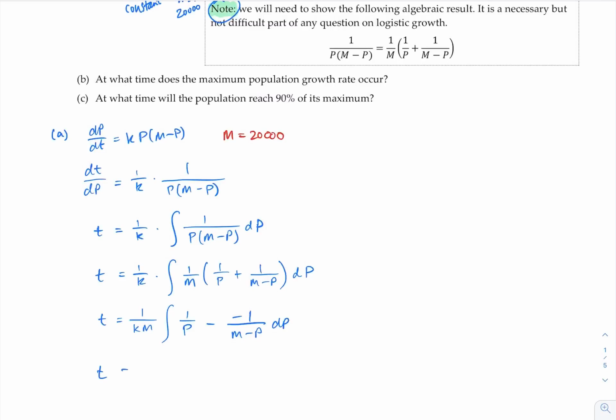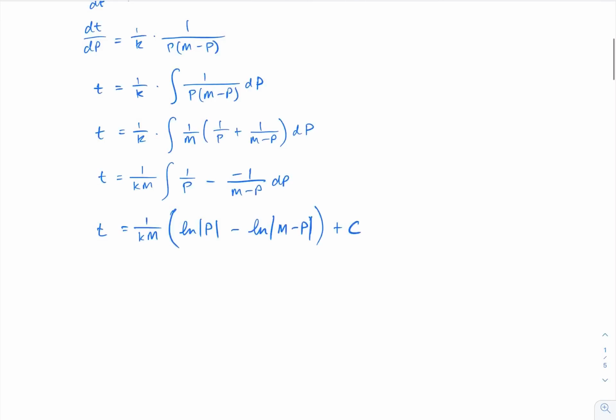Okay, finally we can actually take the integral. So 1 on kM, integral of 1 on p with respect to p is log of absolute value of p, and then minus log of absolute value M minus p. Okay, and we've got plus C, of course.